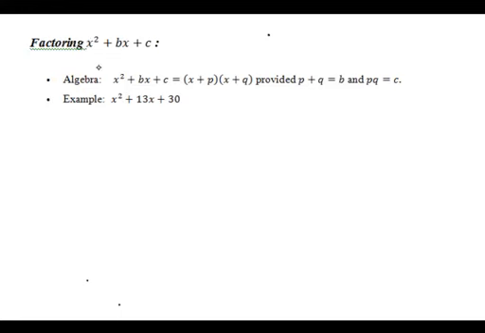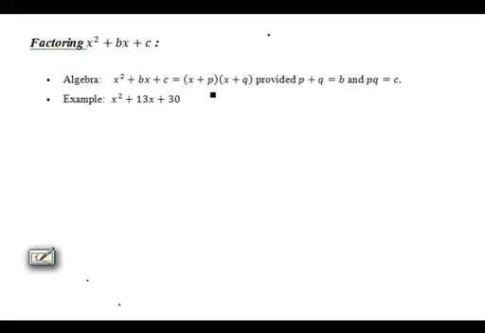So looking at this x squared plus bx plus c, the whole goal in factoring is to do the opposite of multiplying. Instead of multiplying two binomials together to get a trinomial, I want to take a trinomial and figure out what was multiplied together to produce it. So what I'm actually looking for is two values. I'm going to call them here P and Q, where P and Q are going to add up to give me my middle term B, and then P and Q have to multiply to give me this last term C.